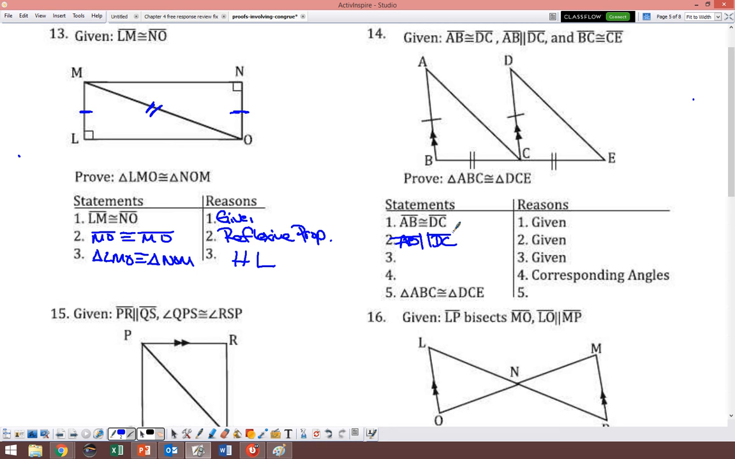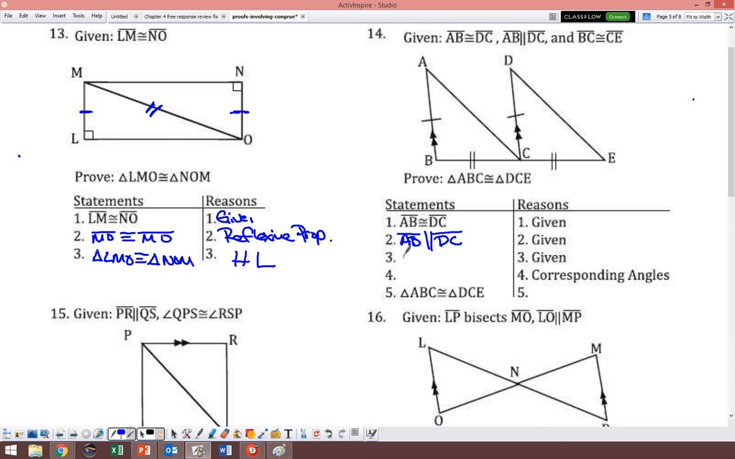Okay. Wow, that is, hold on. I'm gonna rewrite this because it looked really sloppy. AB parallel to DC. There we go. All right, statement 3 is what?